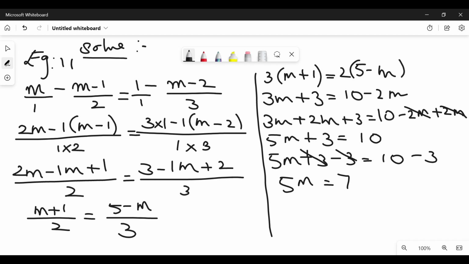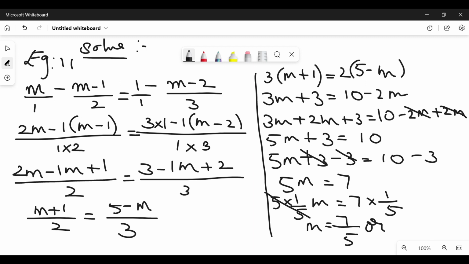Then I am going to apply the multiplicative inverse. You know, like how to remove the 5. Just do this on both sides so that 5 will get cancelled, left with m is equal to 7 by 5. You can either leave 7 by 5 like this, or else you can write it as 1 and 2 by 5, or else you can write it as 1.40. All three kinds of answers are possible depending upon the requirement of the answer type.